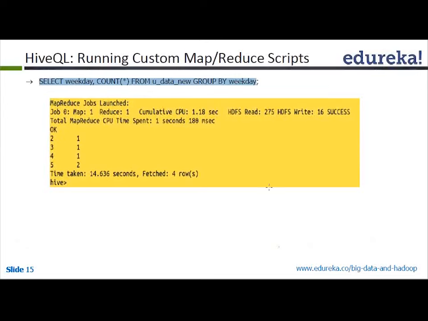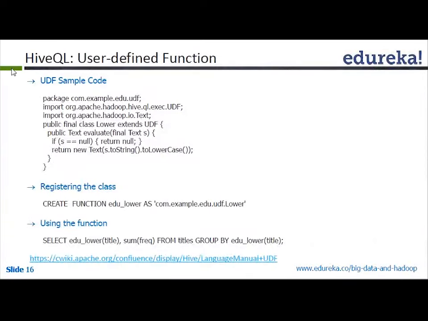When you say select weekday, count star from the table group by weekday, you'll see for every weekday how many values there are. So this is the way you can transform something using an external MapReduce code. Here I have used a Python script for doing it, folks. Okay, perfect. Now, like in Pig, you can also create a user-defined function.